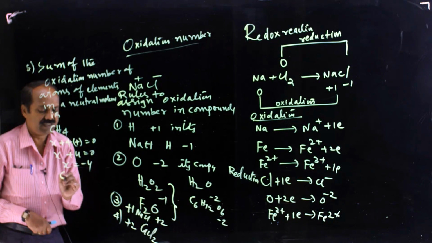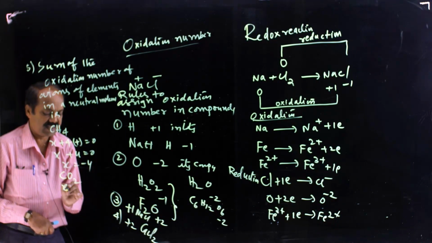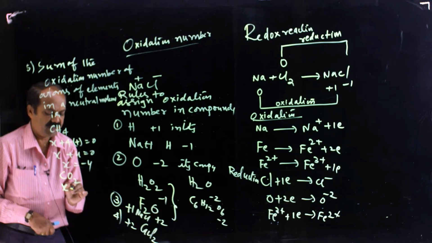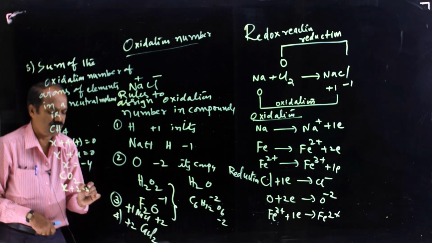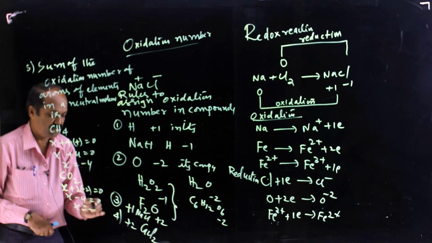For example, in CO2, the oxidation number of carbon is taken as X, only one atom is there, and oxygen is 2 times minus 2, is equal to 0. X minus 4 is equal to 0. Here X is equal to +4.